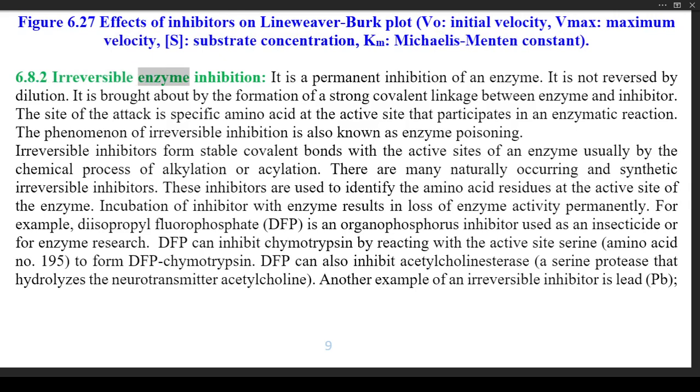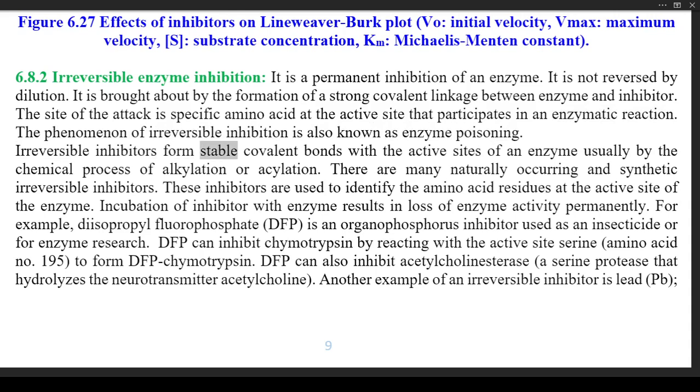6.8.2 Irreversible enzyme inhibition. It is a permanent inhibition of an enzyme. It is not reversed by dilution. It is brought about by the formation of a strong covalent linkage between enzyme and inhibitor. The site of the attack is a specific amino acid at the active site that participates in an enzymatic reaction. The phenomenon of irreversible inhibition is also known as enzyme poisoning.